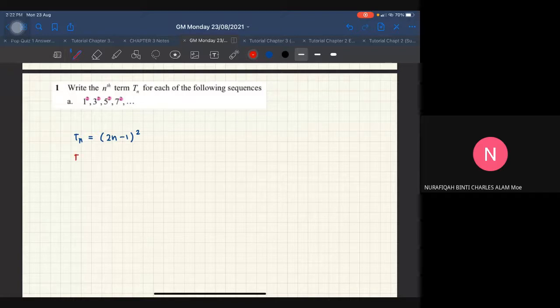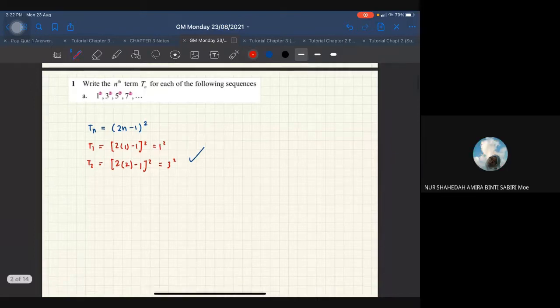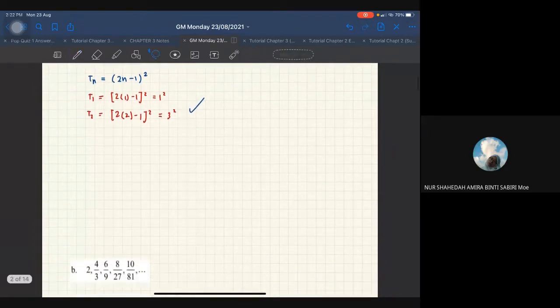So let's say T1. T1, (2 darab 1 tolak 1) square, awak akan dapat 1. Okay, try masuk second. So you have (2 times 2 minus 1) square. 2 darab 2 tolak 1, 3 square kan. Okay, so ni dapat 3 square. Macam tu. Maksudnya betul lah awak punya pattern. Boleh faham ke yang ni? Boleh. Alright. Okay, so kita teruskan.